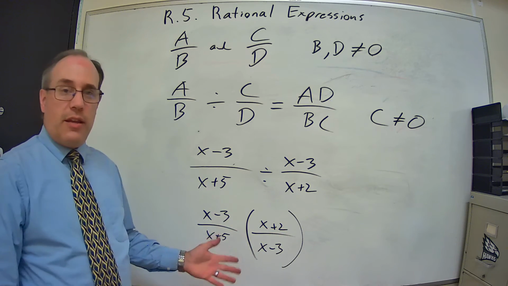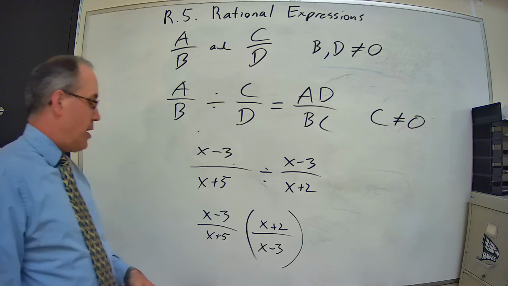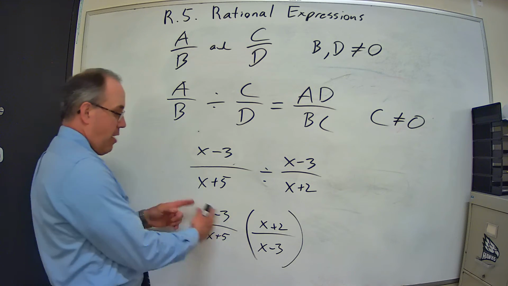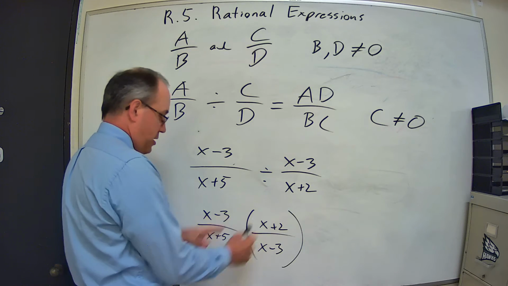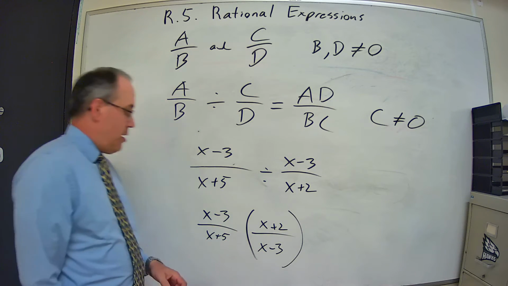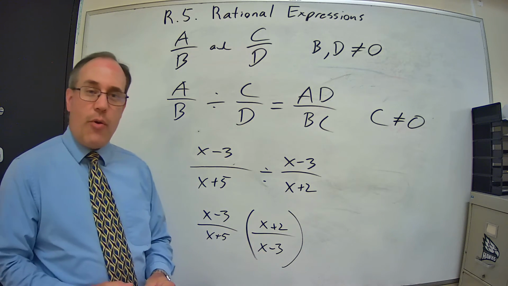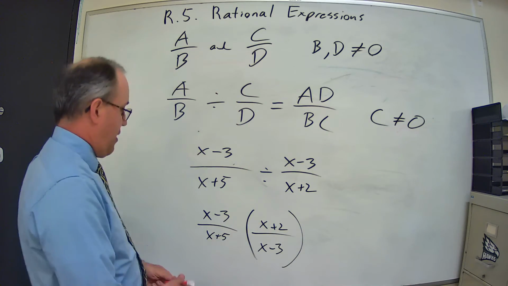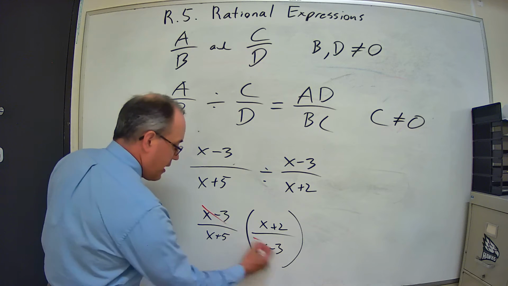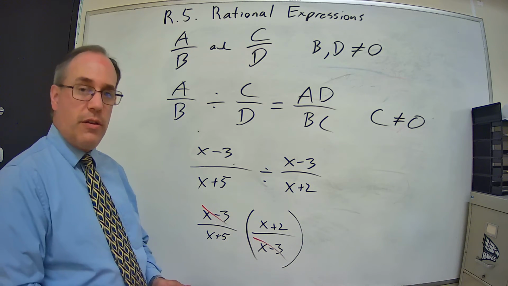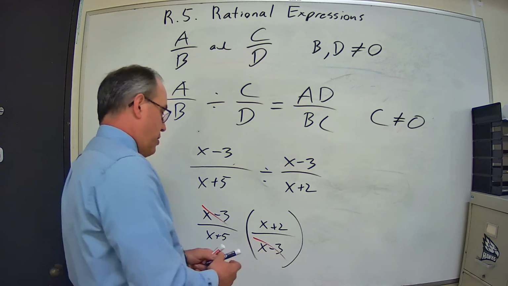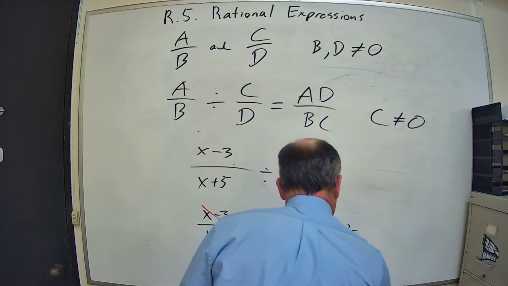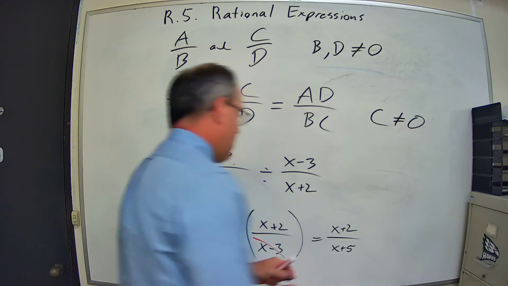So now we can multiply across. Remember, when you're multiplying across, we multiply this times this and that times that. So we can cancel out if we see anything that allows us to. And I do. I see that I'm going to have x minus 3 in the numerator and the denominator, leaving me with x plus 2 over x plus 5.